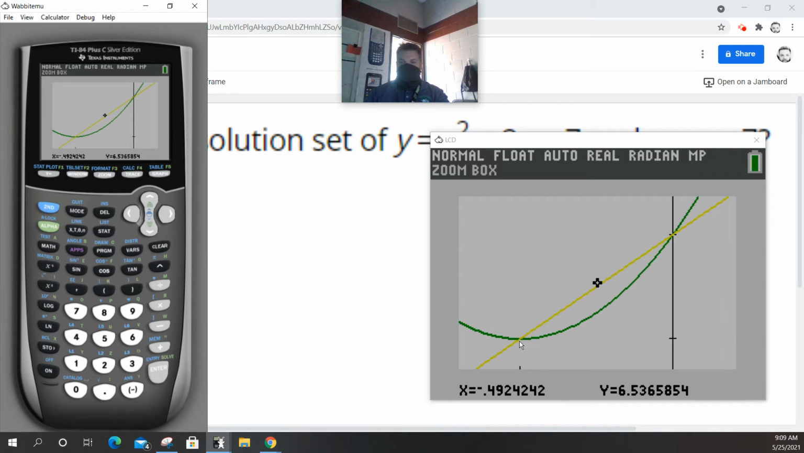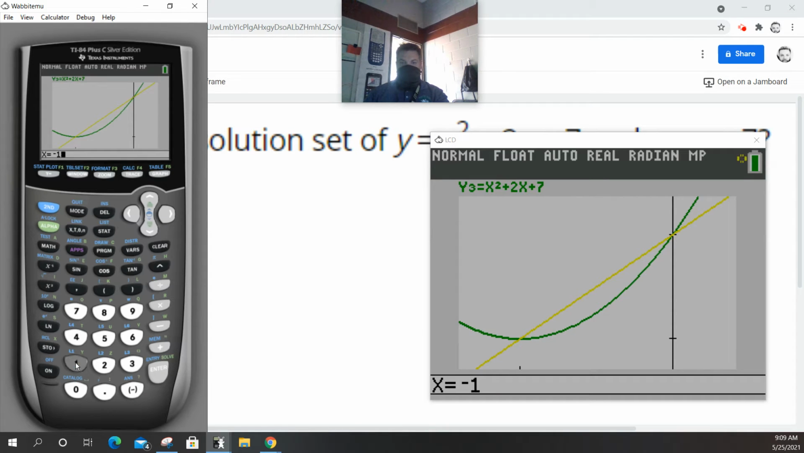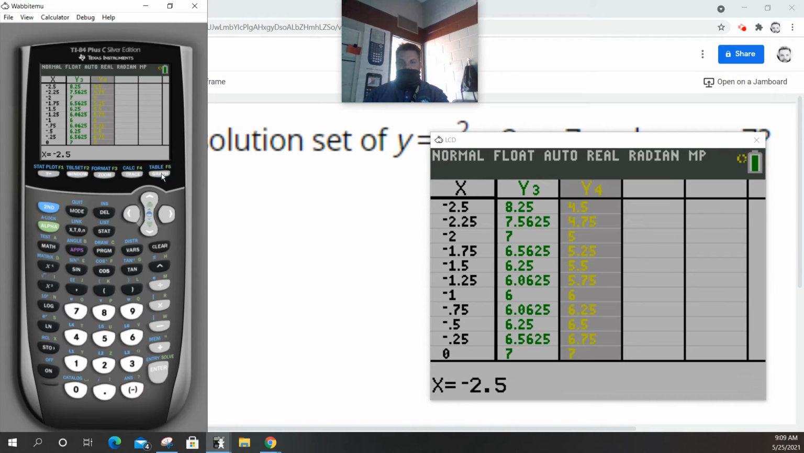Okay. So there's 2 points. This one looks like it intersects at x equals -1. So I'm going to hit trace, -1. Yep. And also 0. So now if I hit 0, 0,7.